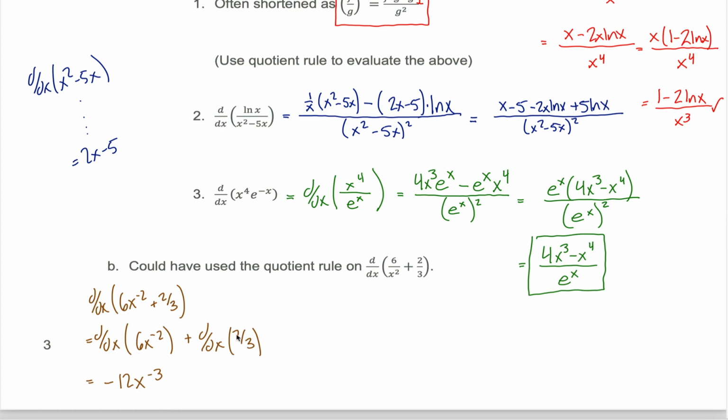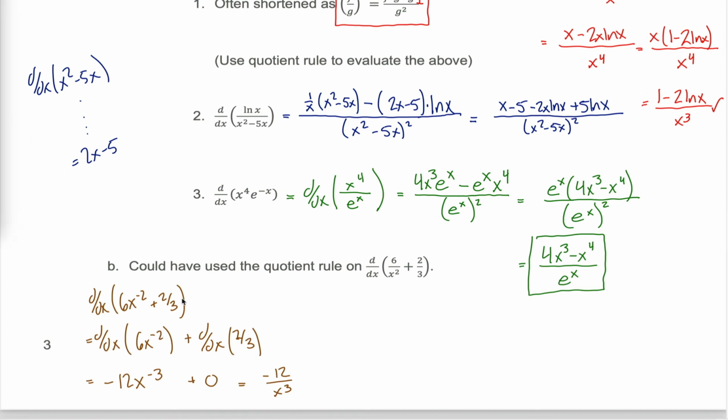It's tempting to look at this and use the quotient rule, but you don't need to. I mean, you could if you really wanted to, but because 2/3 is a constant, its derivative is just 0. You don't need to use any rules here at all. You'll get the same answer if you use rules, but don't bother. This is just equal to 0. The derivative of this expression is negative 12x to the negative 3rd power. In other words, negative 12 over x cubed.